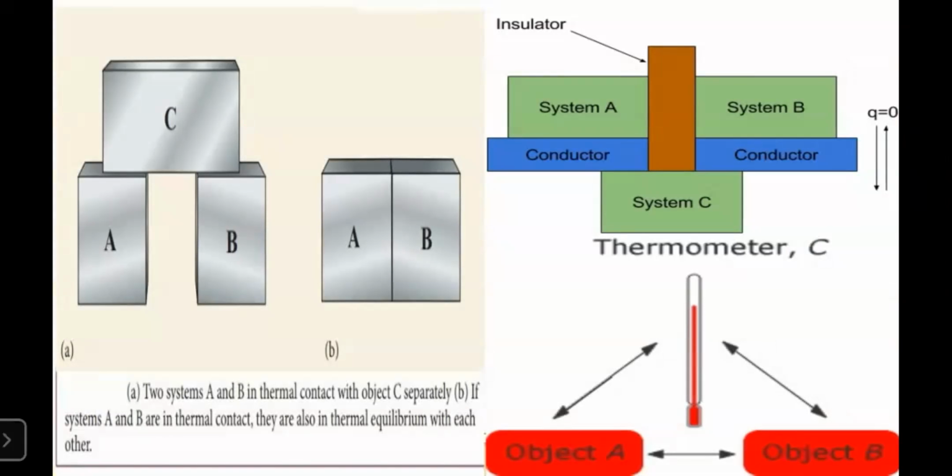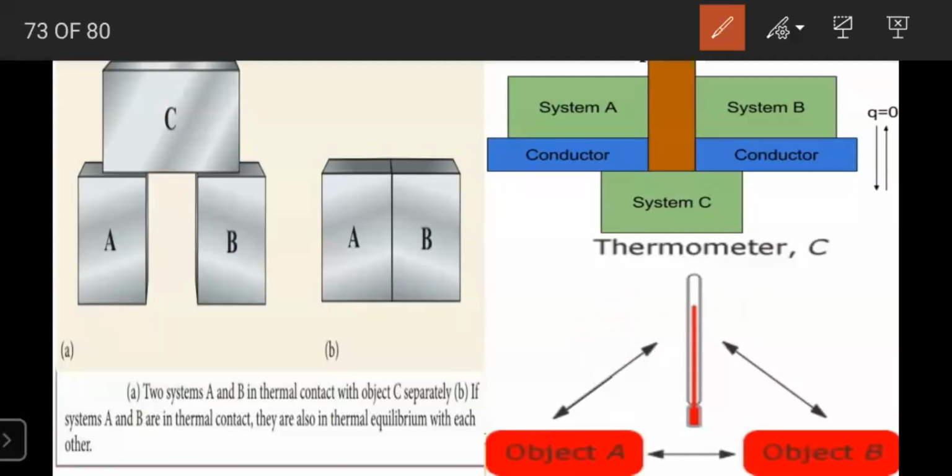So for that, I have taken a thermometer here. Let us say the thermometer is C. If you want to relate the temperature of object A and the temperature of object B, let us find out the temperature of object A first. It is about 27 degrees centigrade.